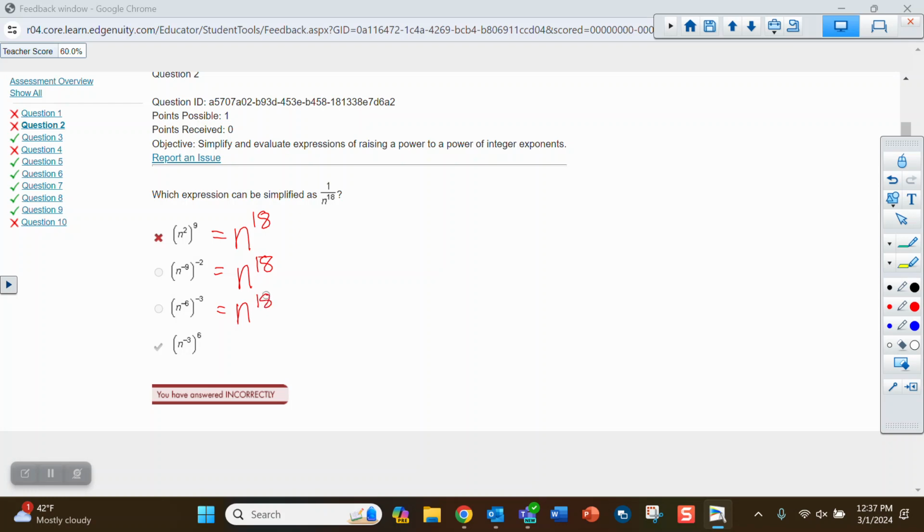You can see these all give me n to the positive 18th. Now I finally get a negative 18 through multiplication. So if I go one step further to simplify that, in order to make that exponent positive, I have to move it down into the denominator.